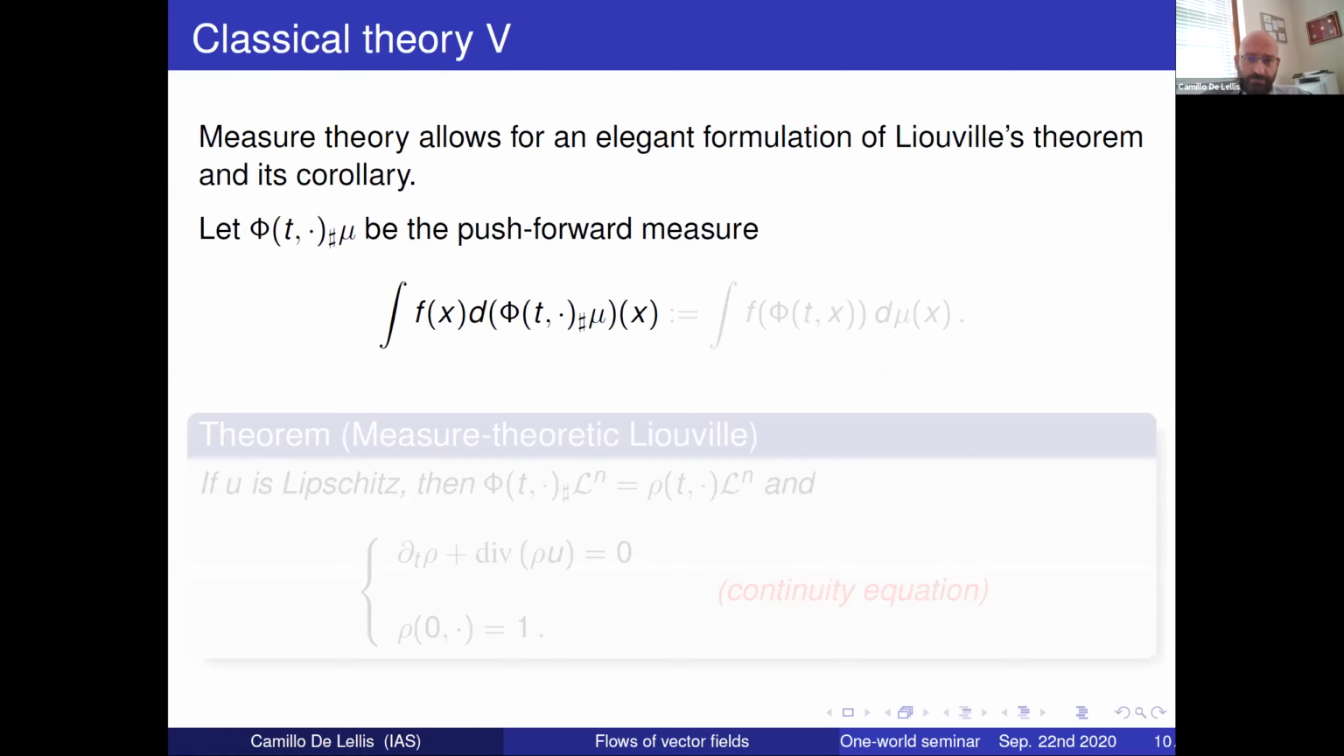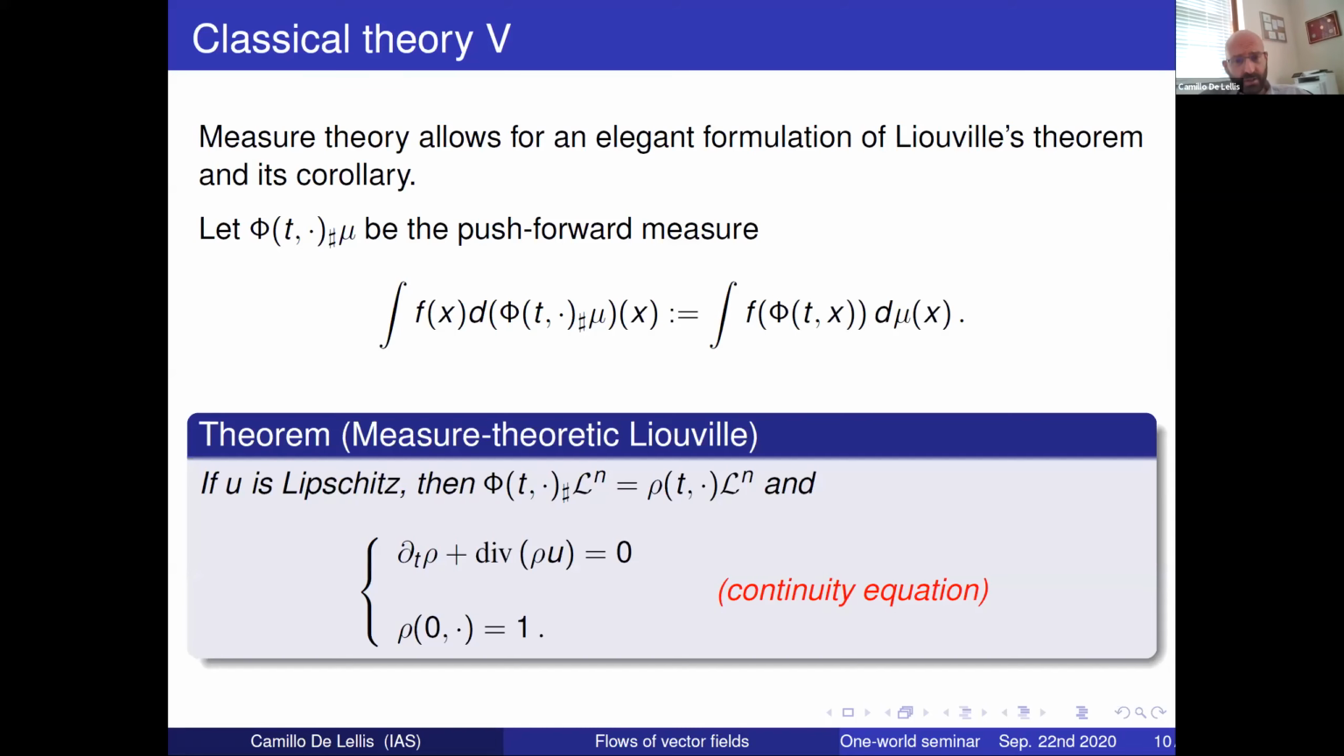Okay. So now measure theory allows you for an elegant formulation of this Liouville theorem. So if you define the so-called push forward of a measure, so if you have a measure mu, push forwarding it through a map phi simply means to compose the function you want to integrate against the measure with the map phi, and then integrating it. I mean, this is the formula. Then the measure theoretic formulation of Liouville is the following. So if you take the push forward of the Lebesgue measure through your smooth flow, you get the Lebesgue measure times a density, which I denote by rho.